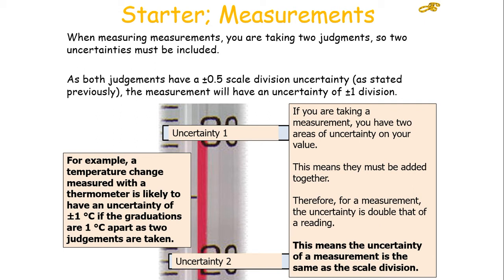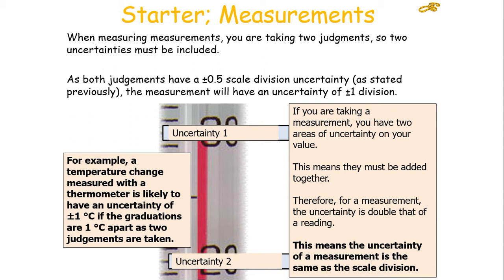So therefore, in a measurement, it is going to be plus or minus the smallest graduation, the smallest increment of your measuring device. So for example, a temperature change, which is a measurement because you're looking at the thermometer twice, is likely to have an uncertainty of plus or minus 1 degree Celsius if the graduations are 1 degree Celsius, as we have two judgments being taken.